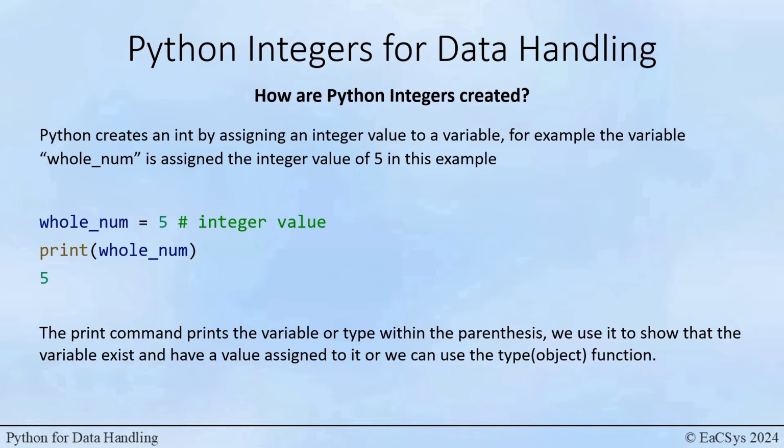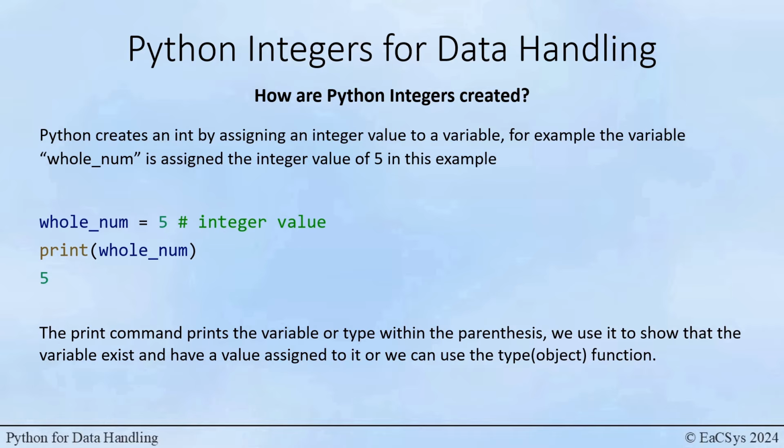And in this example, we assign the variable whole num the value of 5, and we will put a comment next to it. So in this example that you can see on your screen, we take the variable whole num, we assign it the integer value of 5 with the equality sign. So we have whole num equals 5. And then we write the comment sign, which is the hash mark, and to the right of the hash mark we type integer value to remind us that 5 is an integer value and that the variable is an integer because we assign it an integer value.